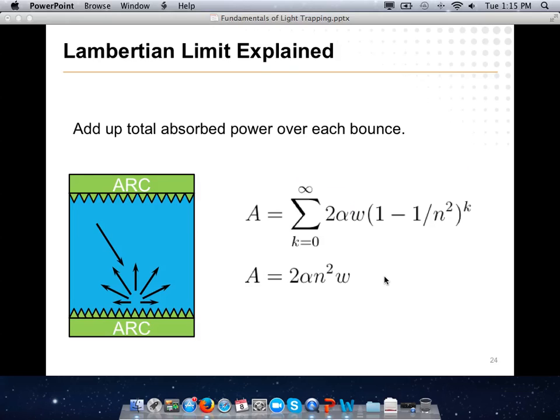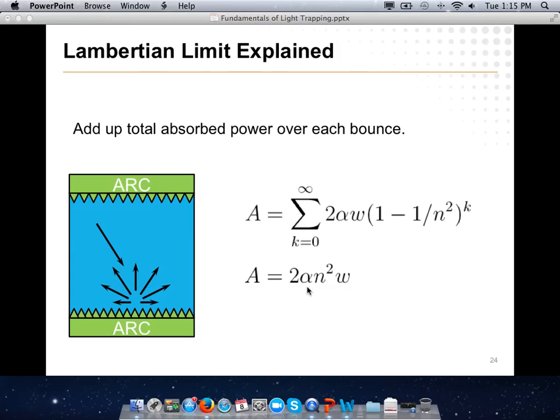And you eventually get an infinite series. So I'm adding all the bounces infinitely forever and asking how much energy gets absorbed in this thing versus how much scatters out the top and bottom. And then you get this geometric series that converges and you solve for it. And you finally arrive at this 2 alpha n squared W term here.